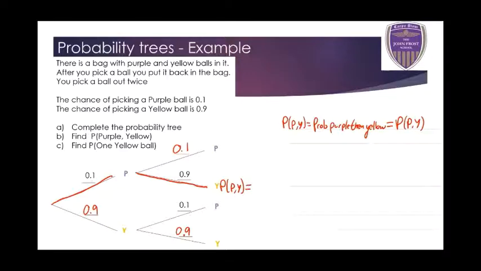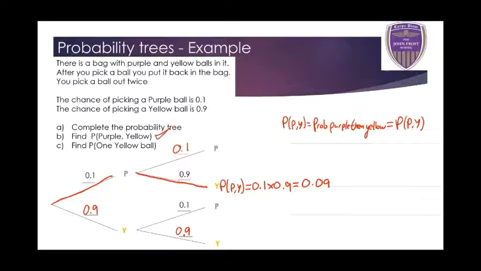The chance of getting purple in the first event was 0.1. The chance of getting yellow in the second event was 0.9, so we need to multiply those together. 0.1 times 0.9 equals 0.09. Okay, so we found that. Well done, us. So that's the first one done.